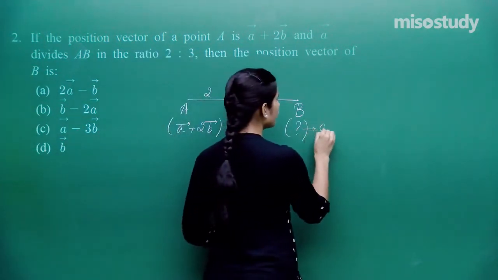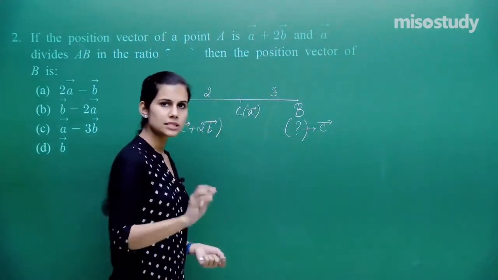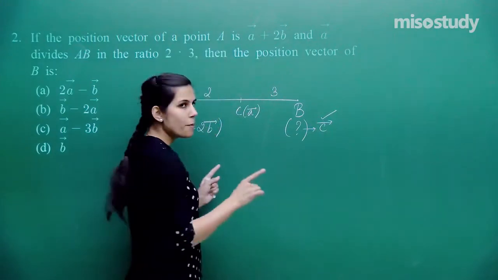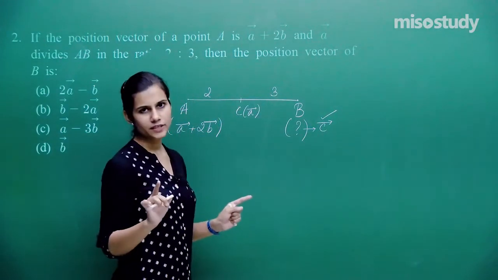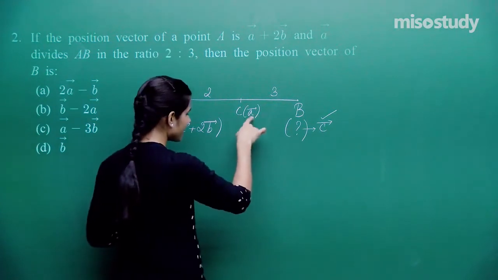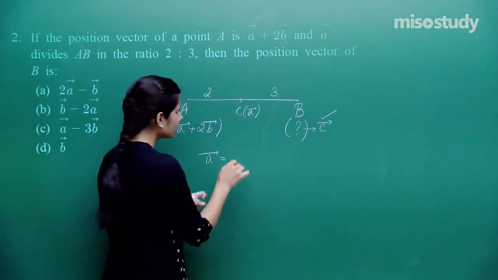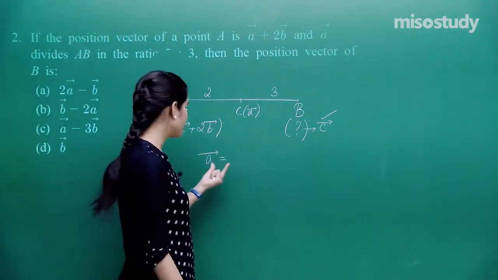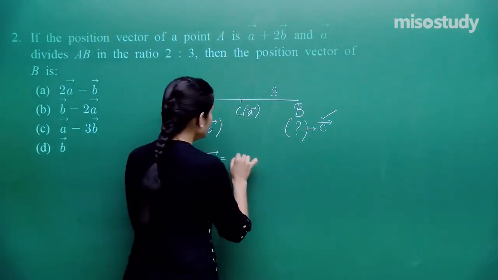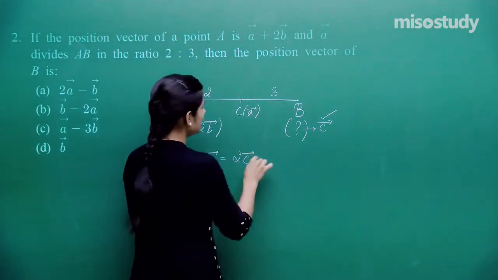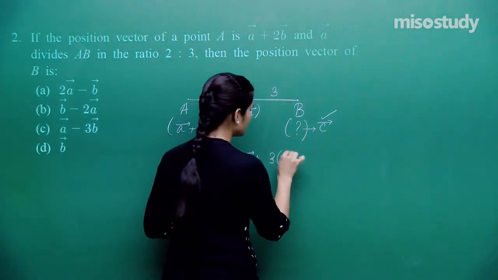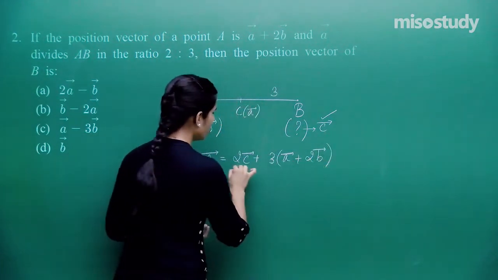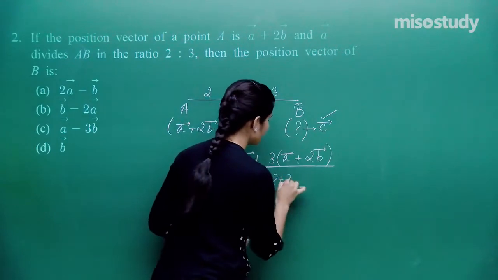Suppose the position vector of B is c vector. That means I need to interpret what is c vector. Now, I know by section formula, direct interpretation of section formula, a vector, the very vector which divides line segment AB in the ratio 2:3, the position vector is a vector. This is equal to twice of c vector plus thrice of a vector plus twice of b vector, whole upon 2 plus 3.